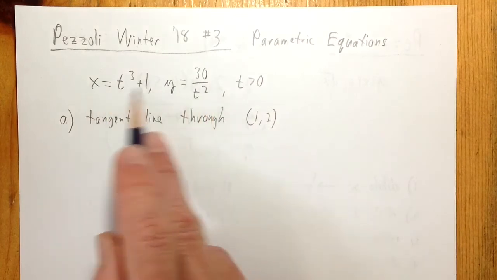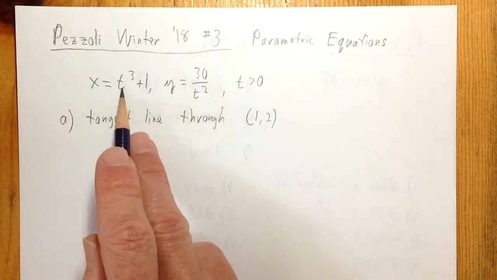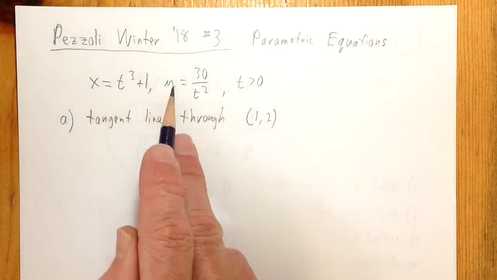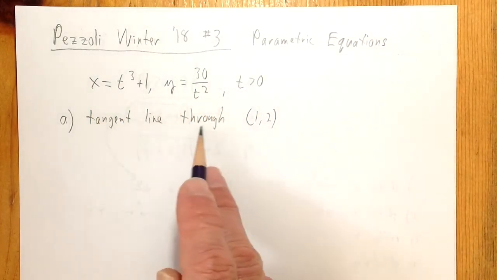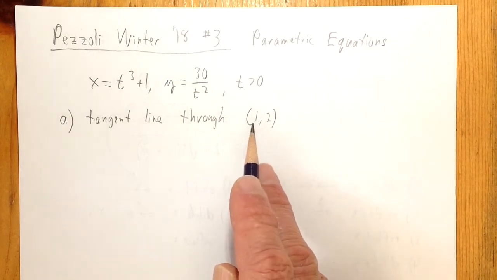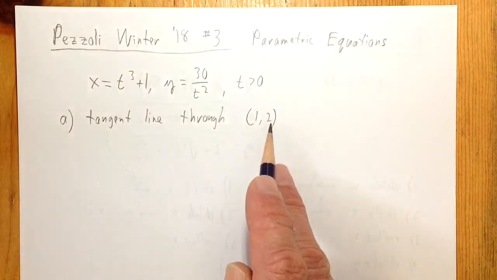If we were to graph this and let t go from 0, but not exactly 0, to whatever, what is this going to look like, the x and y points? They want to know the tangent line through that curve at the point 1, 2. This is x equals 1 and y equals 2.